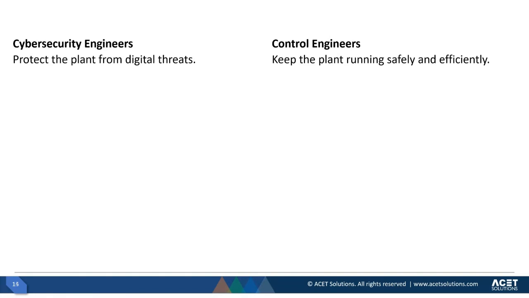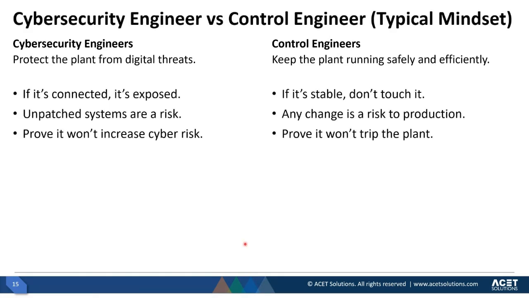Typically, we have seen it's not necessary that every control system engineer or cybersecurity engineer thinks in this way, but typically a control engineer's way of thinking is: if it is stable, do not touch it. Any change is a risk to production. Prove it won't trip the plant.